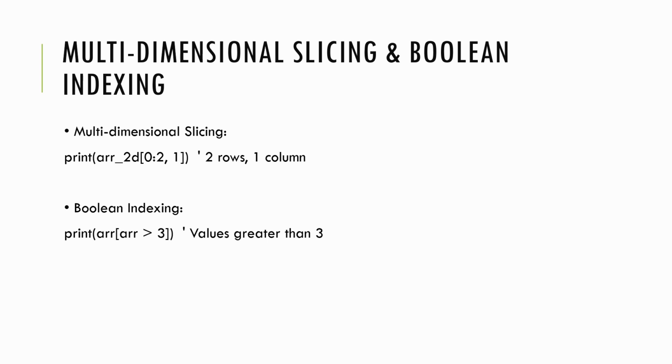When working with multidimensional arrays, slicing becomes even more powerful. For example, we can select multiple rows and a specific column at once, like this array slicing example. Another cool feature in NumPy is Boolean indexing. Here we filter the array to only show elements greater than 3. This allows us to quickly isolate elements that meet specific conditions.